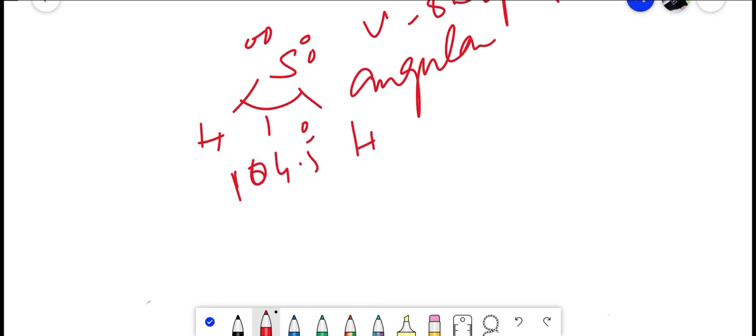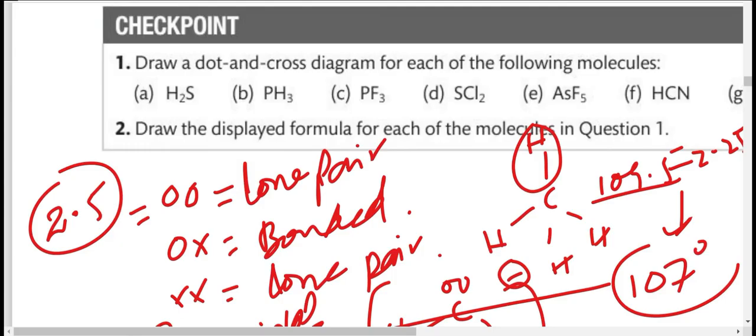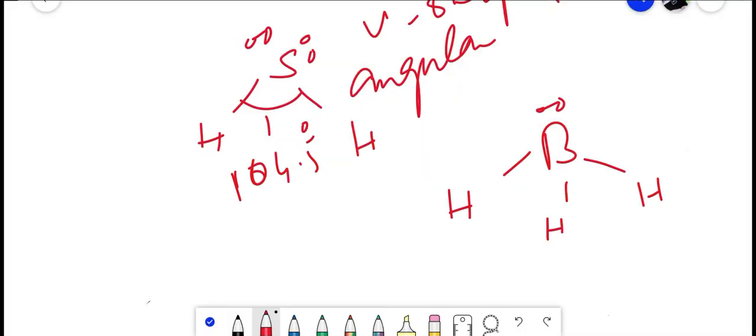Then we have PH3. Sorry, not boron, PH3. Phosphorus is in the nitrogen family, and boron is in the aluminium family. There's a lone pair on phosphorus, so it's pyramidal.